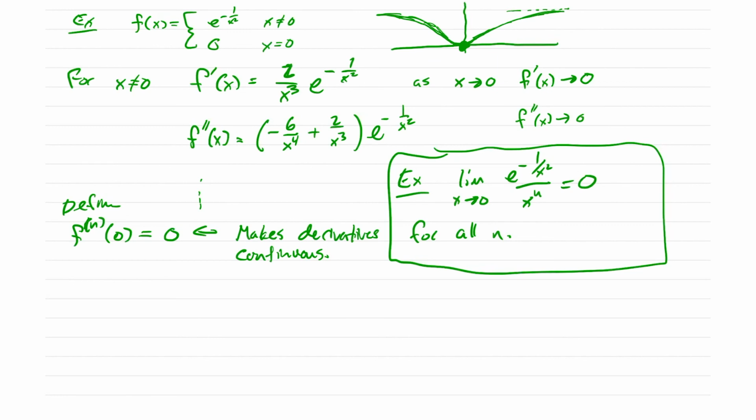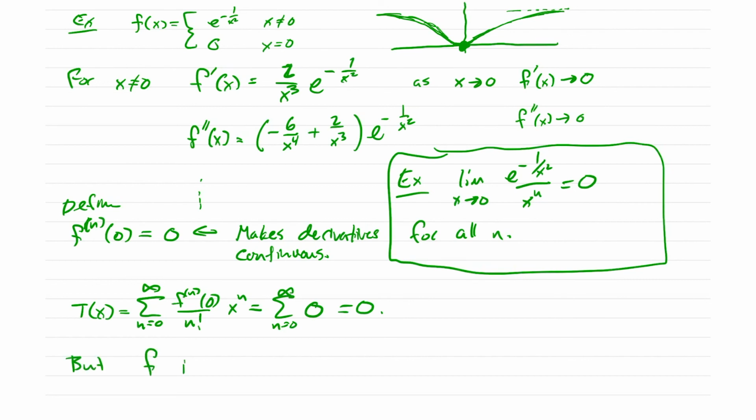Okay, so what do we get then? Well, if you take a look at the Taylor series T of x, certainly this converges for all x to something, but it isn't going to converge to our function. Remember, the Taylor series is the sum from n equals 0 to infinity of f^(n) at 0 over n factorial times x to the n, or the Maclaurin series in this case. But this is all 0, because the nth derivative at 0 is 0, and so the entire Taylor series gives you the 0 function, but we know that f is not 0.